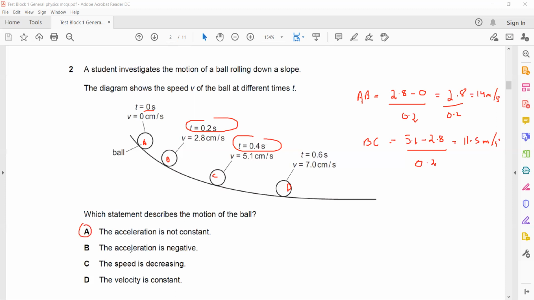Why can B not be an answer? Acceleration is negative. Negative acceleration means decelerating. But you can see here the speed of the object is increasing, so it is not decelerating. Speed is decreasing, that's also totally wrong. Speed is increasing continuously. Velocity is constant, but the velocity is not constant. You can see that it is continuously changing. So that's why A is the right answer.